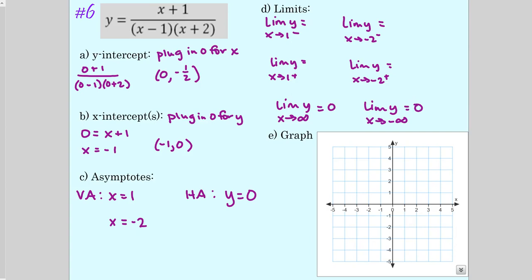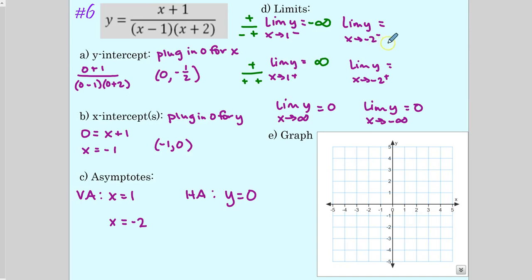Okay, so we need to finish our other two limits. So to the left of 1, take a number like 0.9, and when you plug it in, the numerator is positive, 0.9 minus 1 is negative, and 0.9 plus 2 is positive. Positive over negative times positive is negative, so that one's going to be negative infinity. For something to the right of 1, let's use 1.1. So for the numerator, 1.1 plus 1 is positive. For the denominator, 1.1 minus 1 is positive, and 1.1 plus 2 is positive. Positive over positive times positive is positive infinity.